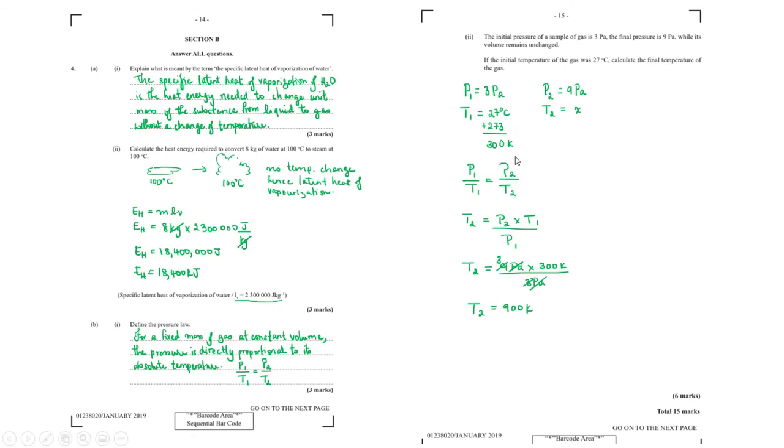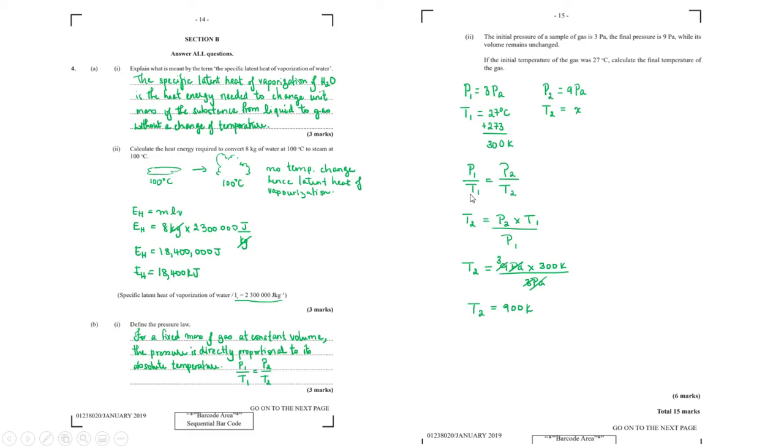So remember, whenever you're dealing with gas laws in particular, you have to convert your temperature from degrees Celsius to Kelvin. And to do that, you add 273. Once you add it, you get 300 K. And then now we're going to just substitute our values into these equations.